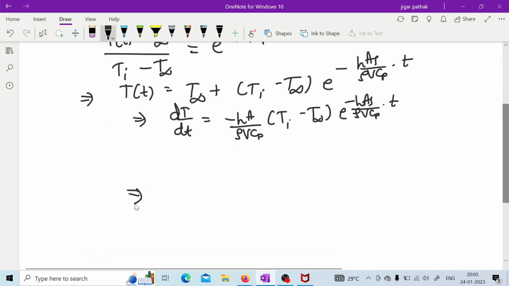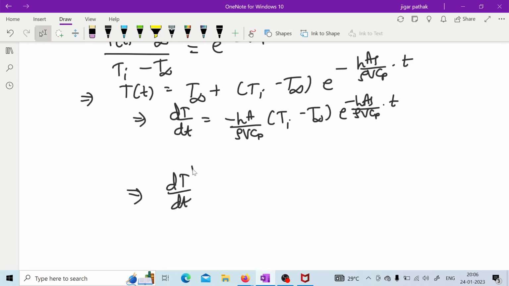Now what you are asked is to find it at t equal to 0. So at t equal to 0, e raised to 0 will go to 1, and you will find dT by dt at t equal to 0 as directly, only magnitude if you are calculating, hA upon rho V cp times (Ti minus T infinity). You have everything with you, I guess. So now you can calculate. Can you calculate this?